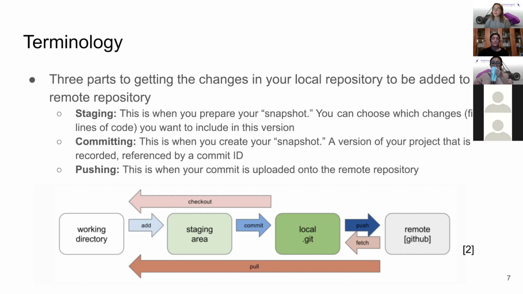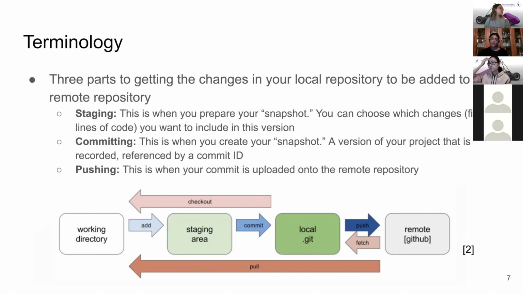First you have staging, and this is where you prepare your snapshot or the version that you want to save. So you can choose what files and what lines of code you want to include in this version. In the picture at the bottom, we can see that going from your working directory to the staging area, you use the git add command, and that is the staging process.